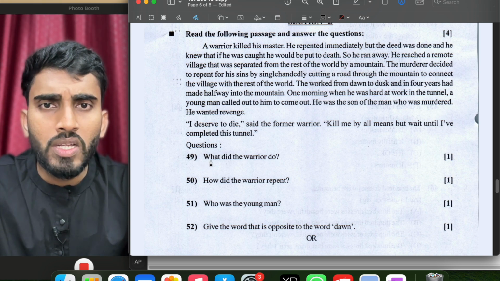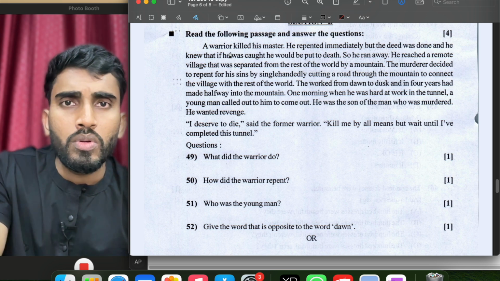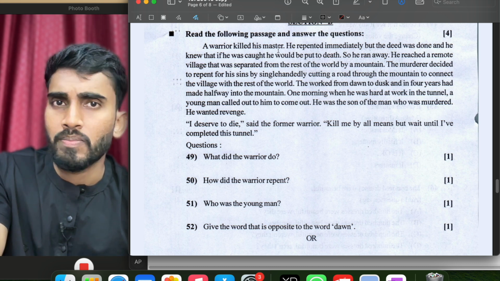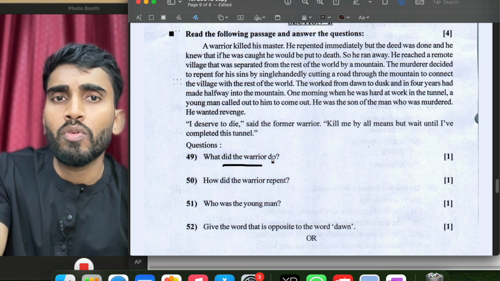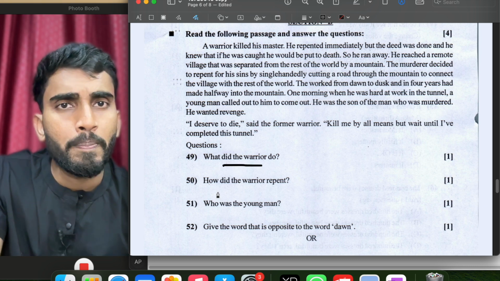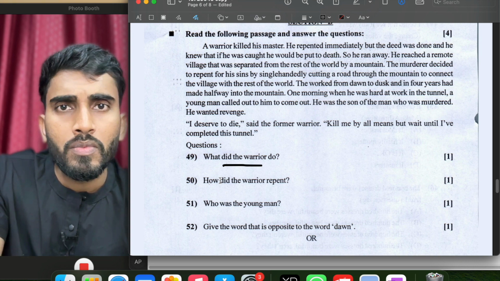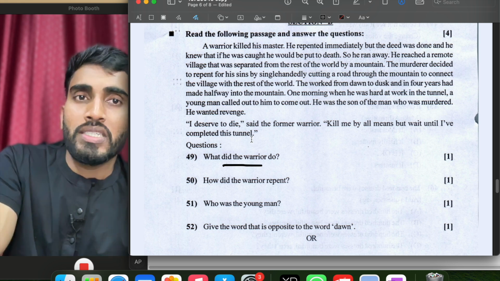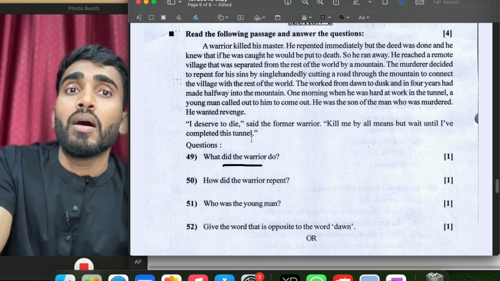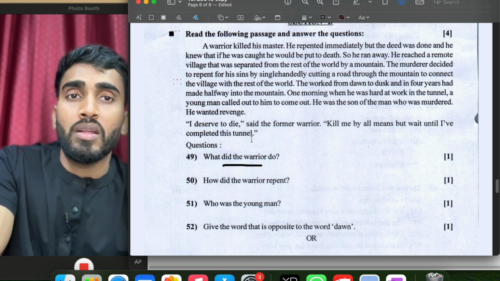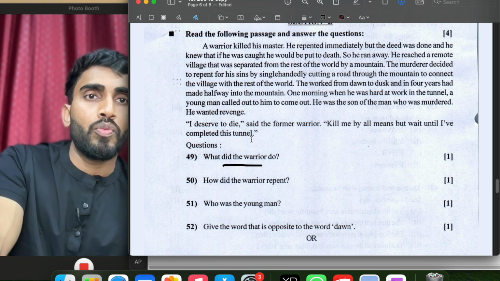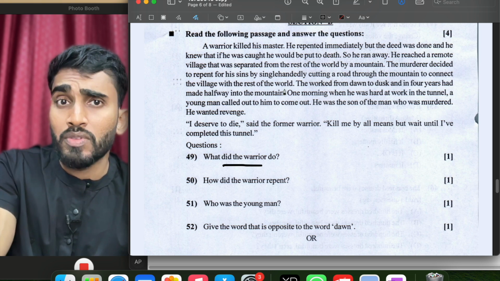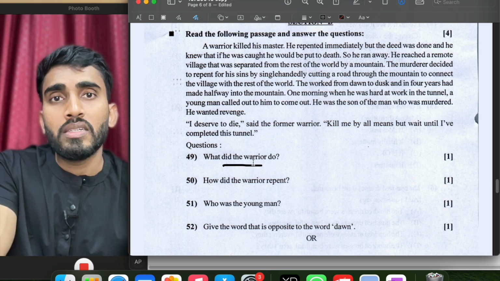So, after reading this, the question says, what did the warrior do? So, the warrior killed his master. That's it. Simple. What did the warrior do? The warrior killed his master. Other than that, he did so many things later on, but we don't have to write that. He went and started making the tunnel to connect the village and the rest of the world. No. The warrior killed his master.